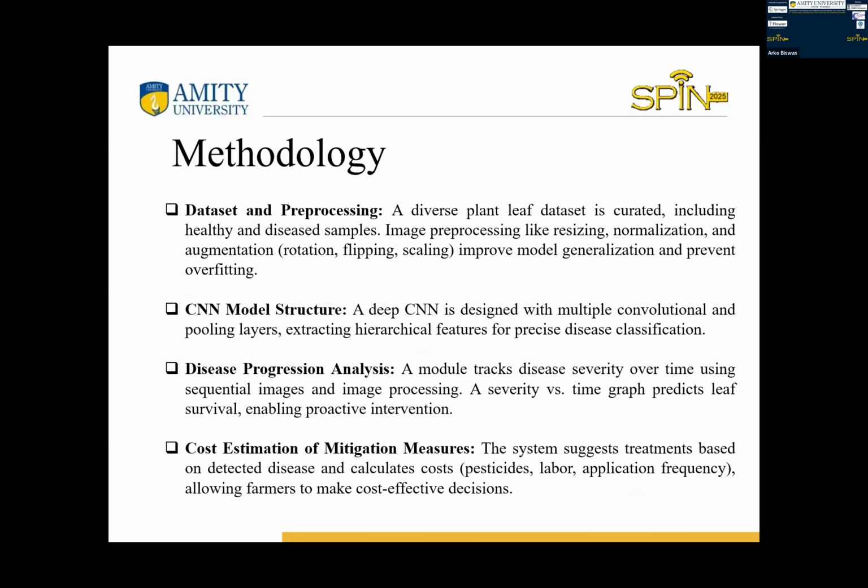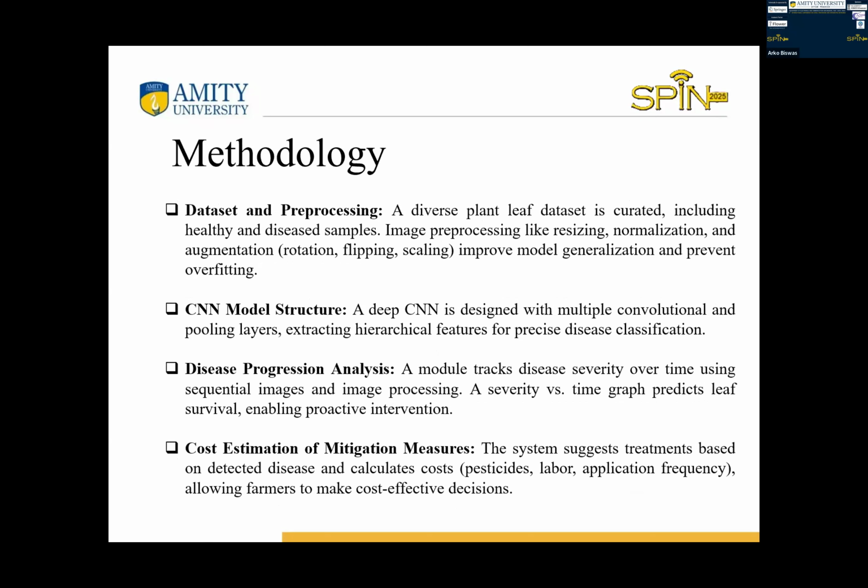Next we have the methodology part, in which we mainly emphasize 4 steps. The first is dataset preprocessing, in which a diverse dataset was curated, and image preprocessing techniques like resizing, normalization, etc. are applied in order to prevent overfitting. Next is the design of the CNN model architecture, in which a deep CNN is designed with multiple layers in order to extract hierarchical features for precise disease classification.